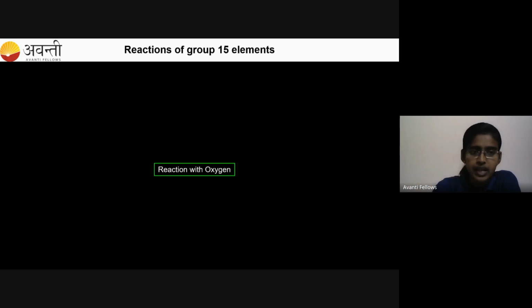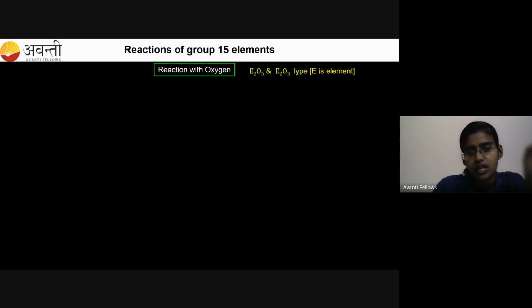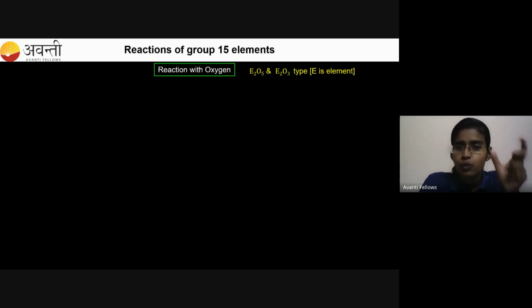Now the third reaction is reaction with oxygen. When a group 15 element reacts with oxygen, it forms two types of oxides: one of formula E2O5 and the other of formula E2O3. So two different types of oxides with two different formulas are formed, where the element is from nitrogen to bismuth. Now among these two, one oxide is more acidic than the other.